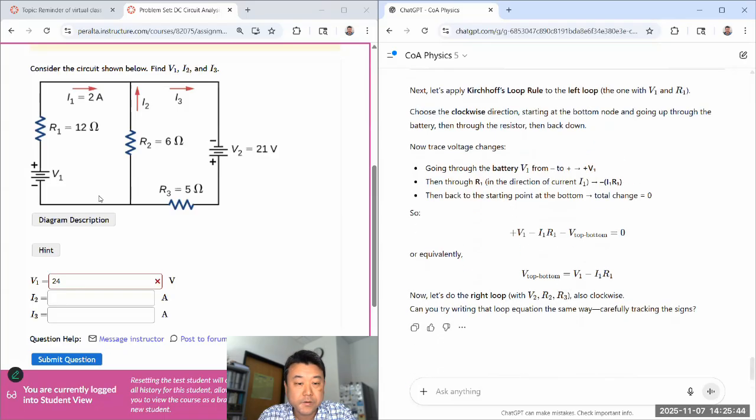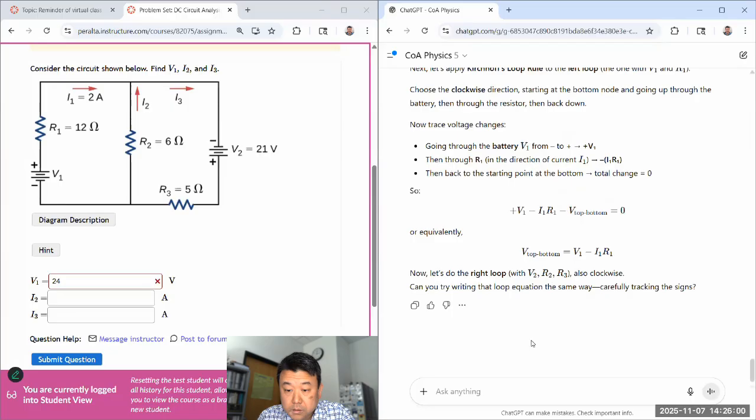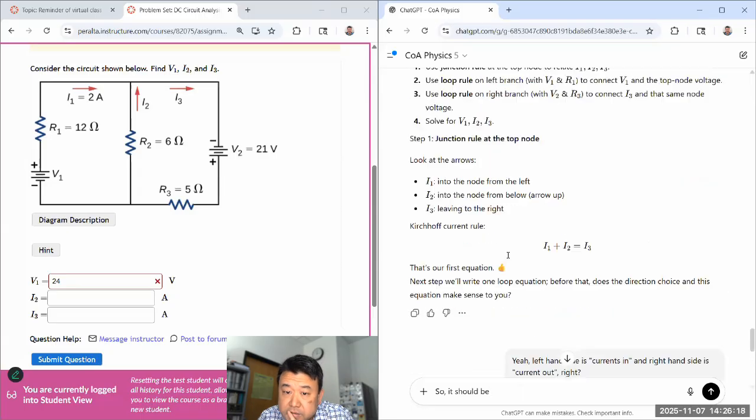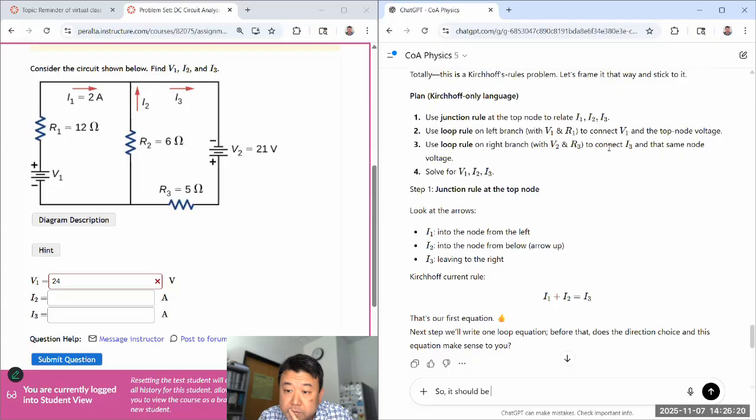Going through the battery, V1, R1, top. Yeah, and this introduces, in my opinion, an unnecessary unknown. Why not just close the loop? Relate that to I2. Can you try writing the loop equation the same way? Oh, yeah, so the right loop. I can go through V2, then the right branch, saying another voltage.